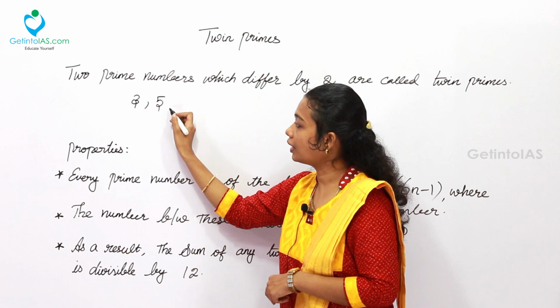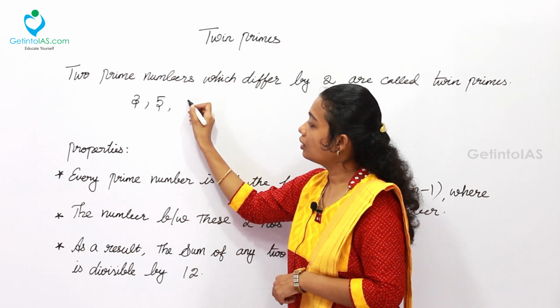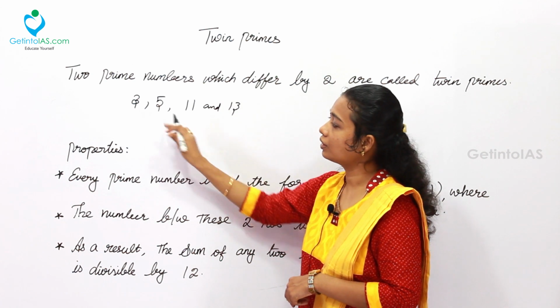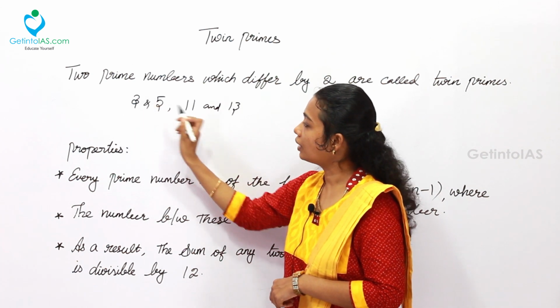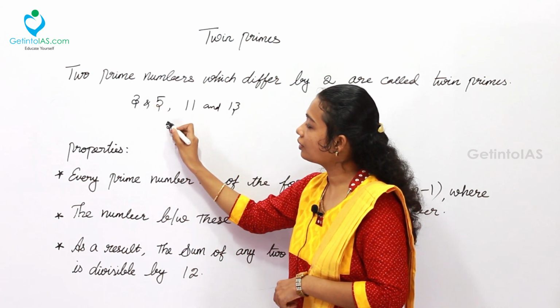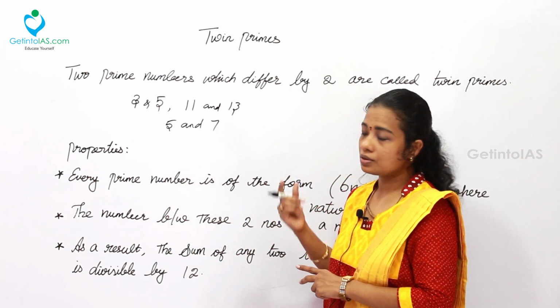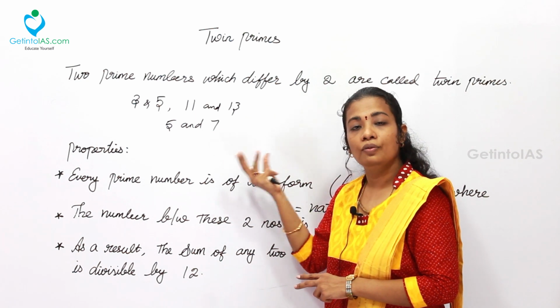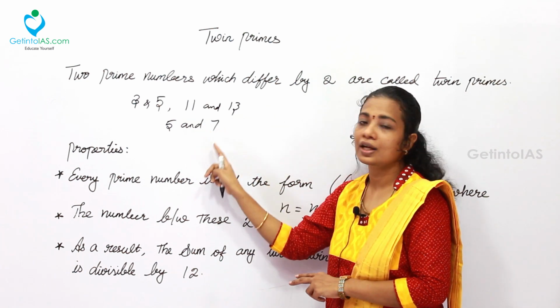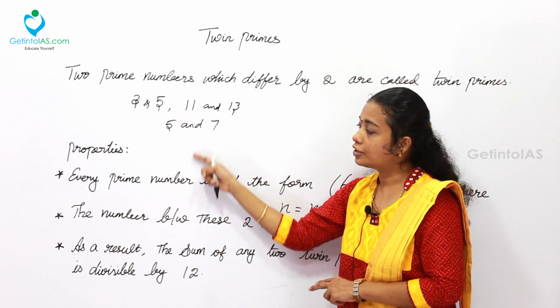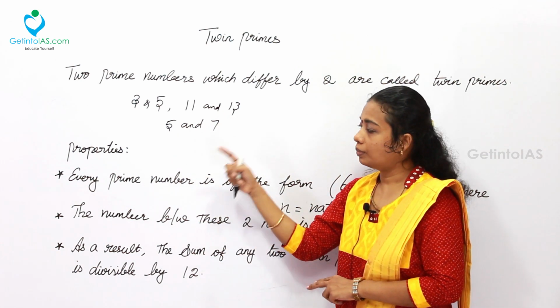One more set we can take, that is 11 and 13. Here 3 and 5, here 11 and 13, and 5 and 7 is also one such set. So we can frame many sets from that. I have taken for example 3 sets: 3 and 5, 11 and 13, and 5 and 7. Let's move on to the properties to build the concept.